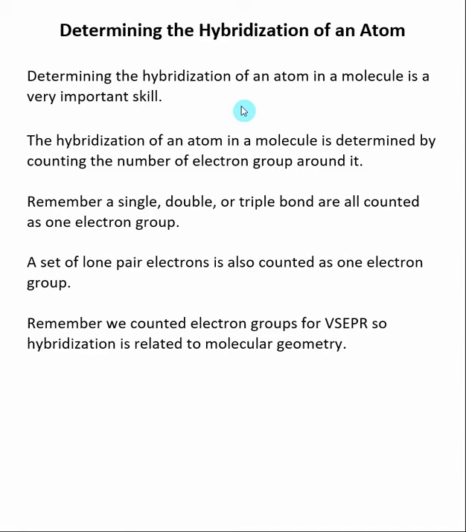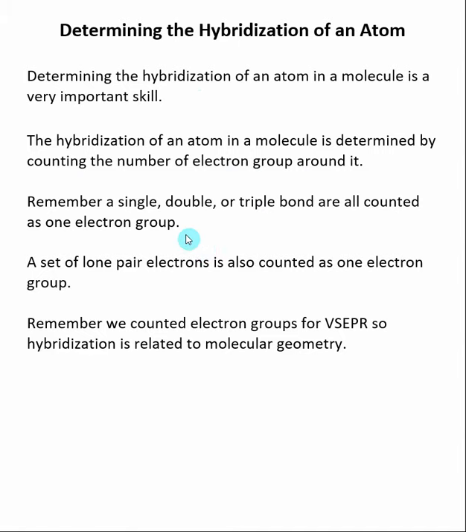Determining the hybridization of an atom in a molecule is a very important skill. Remember, it's hybridized orbitals that overlap to form many covalent bonds, so determining hybridization is vital. The hybridization of an atom in a molecule is determined by counting the number of electron groups around it.